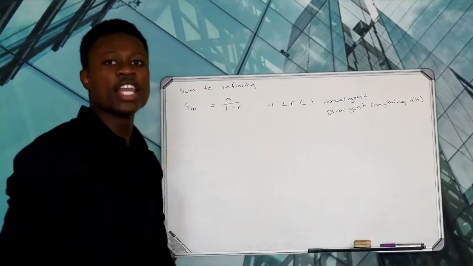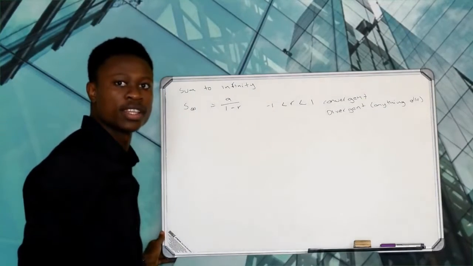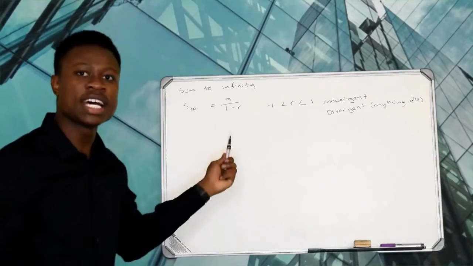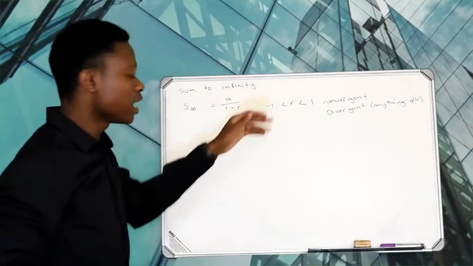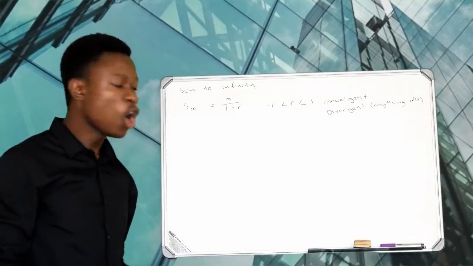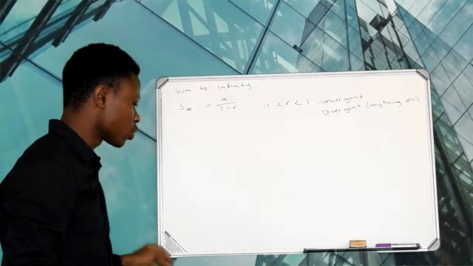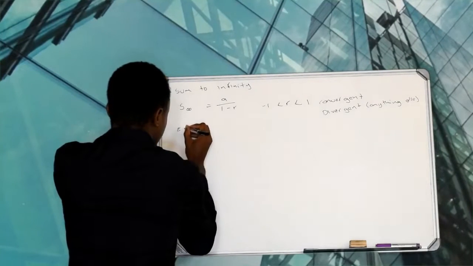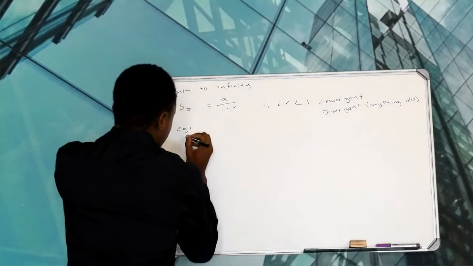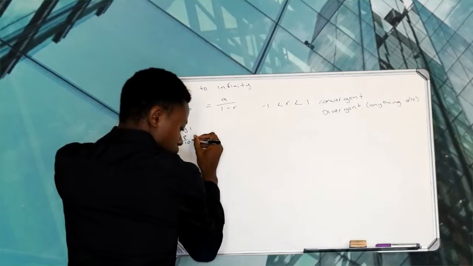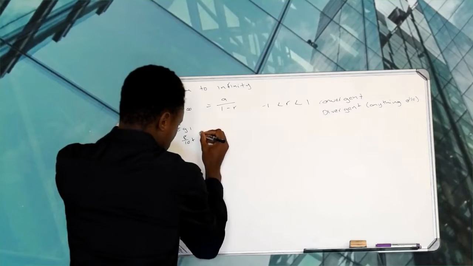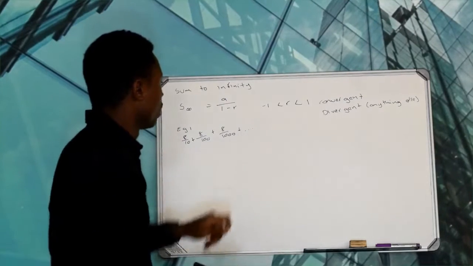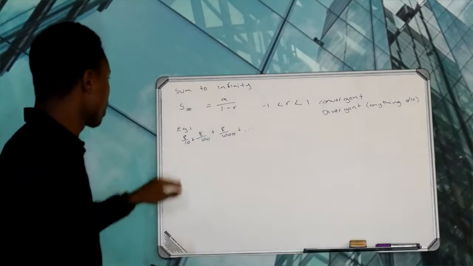So if I get a value of, let's say, 3, that would be divergent because it doesn't fit under those rules there. So let's look at an example. Example 1. Okay, so this is my example 1.